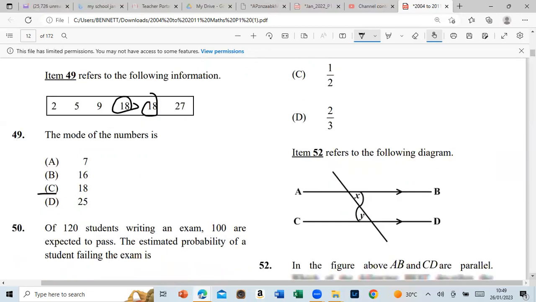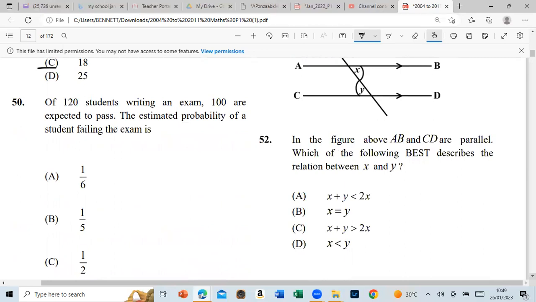Number 50 says, of 120 students writing an exam, 100 are expected to pass. The estimated probability of a student failing the exam is, so 100 expected to pass, so probability of failing will be 20 out of the total, which is 120. So that's what? Into that 1, into that 6. So that's 1/6. Alright, let's move up to 51.